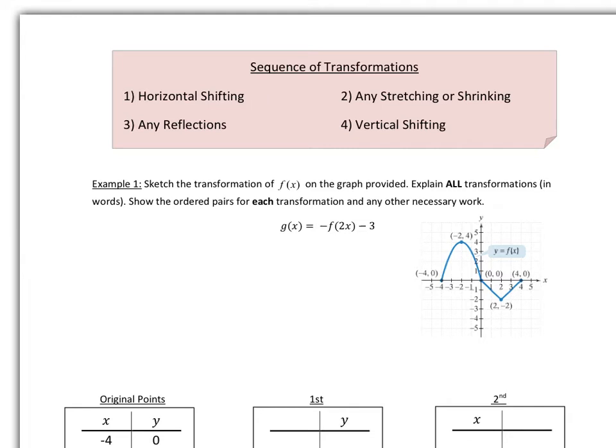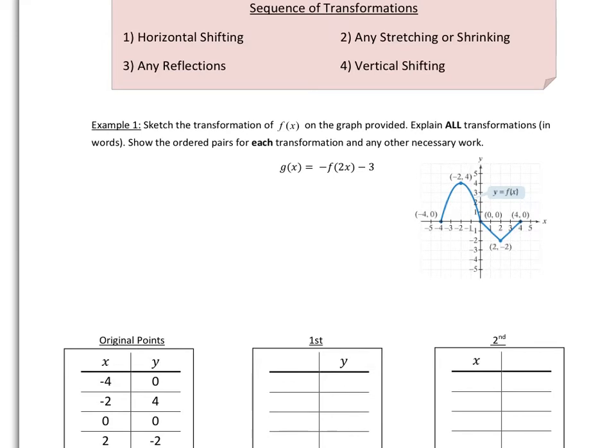Then next, we would be doing any stretching or shrinking. So that's vertical or horizontal. You're going to be doing that next. Third would be any reflections, again, over the x-axis or the y-axis. And then last would be our vertical shifting, which would be a plus or a minus on the outside. So why don't we apply this sequence as we work through the next example.